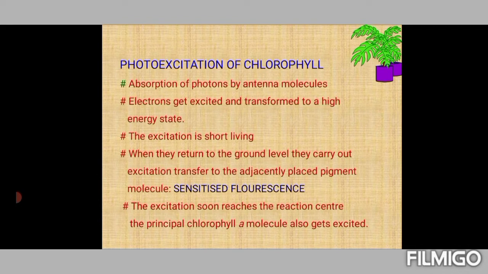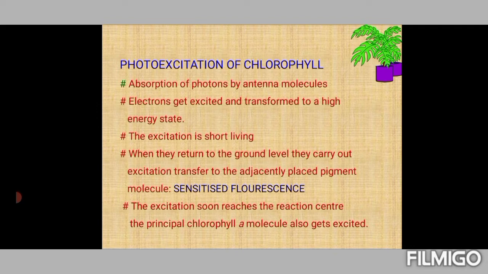Photoexcitation of chlorophyll: absorption of photons by antenna molecules, and the electron gets excited. We already discussed this in the previous slides. Photoexcitation of chlorophyll means absorption of photons by antenna molecules. So the antenna molecules in the cluster, the photosystems 1 and 2, accept photons from solar energy.